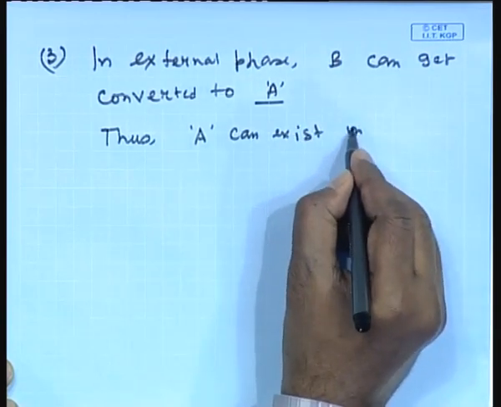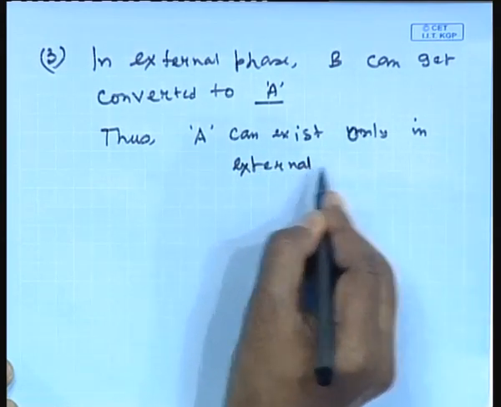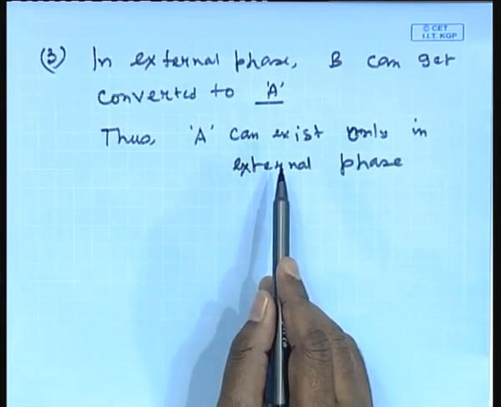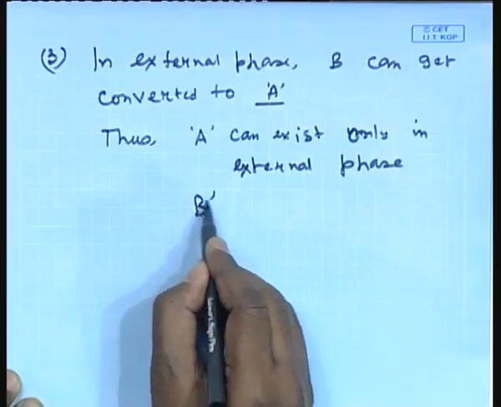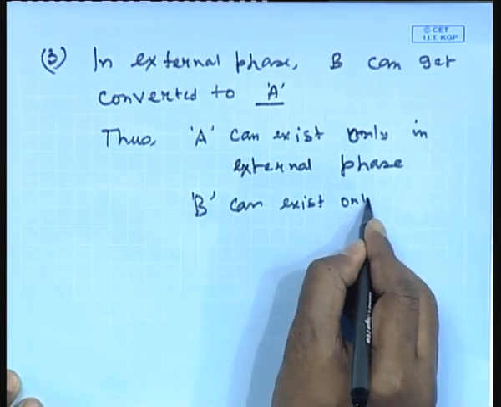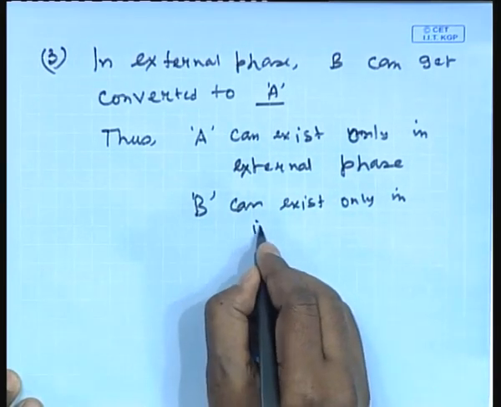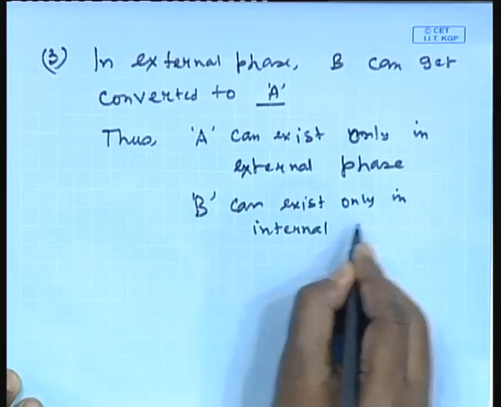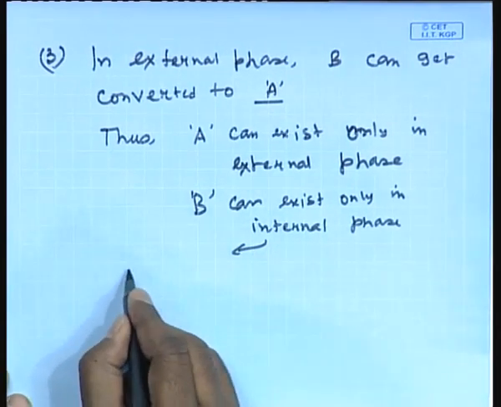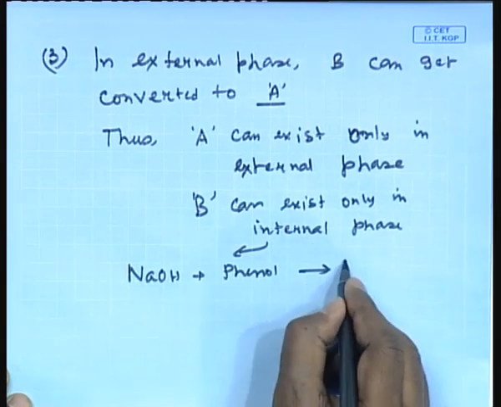A can exist only in the external phase. There is no A anywhere else; it can exist in its form only in the external phase. B is the complex, so it can exist only in the internal phase. And in the internal phase the reaction occurs: NaOH plus phenol giving you phenolate.